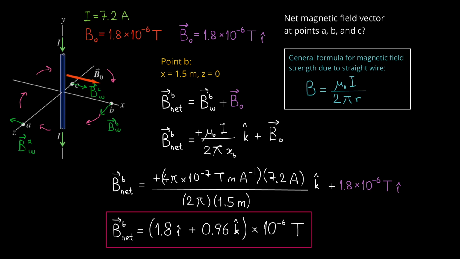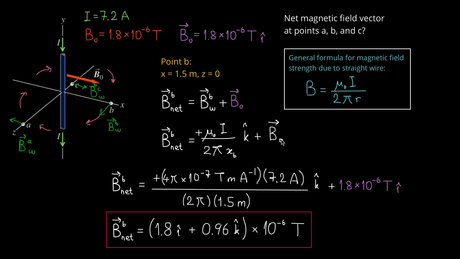Finally, let's focus on point B. The idea is the same for point B and the calculations are the same. We have a few slight differences though. First of all, note that point B lies on the x-axis with coordinates x equals 1.5 meters and z equals 0. So the distance between point B and the wire is equal to the x-coordinate of point B, which is again 1.5 meters. So here I have x sub b for the distance between the wire and point B. Also note that the magnetic field vector created by the wire at point B points in the positive z direction, hence the use of k hat here as the unit vector.